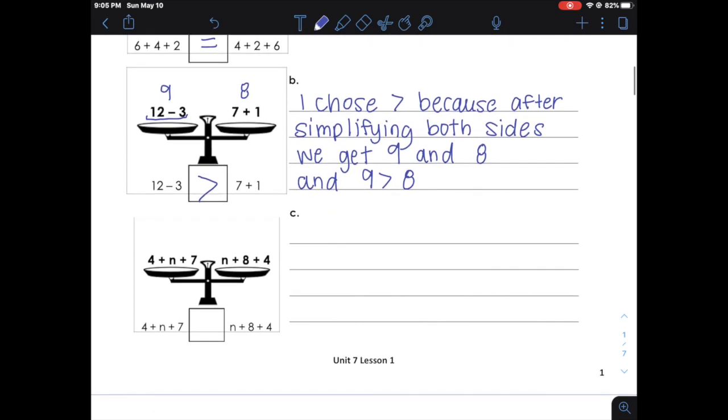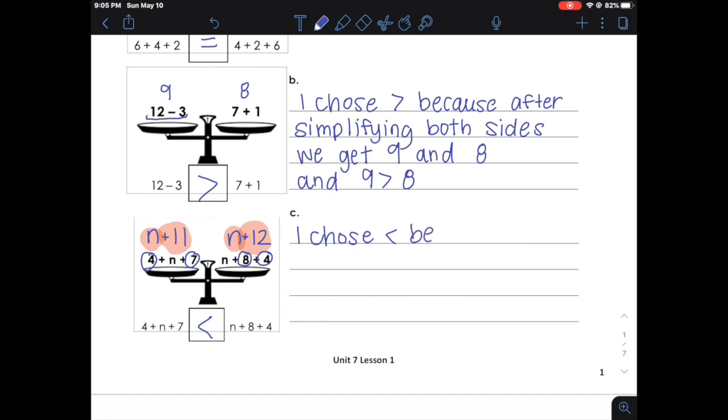All right, last example for your think about it. We have 4 plus n plus 7 on the left and n plus 8 plus 4 on the right. Let's go ahead and simplify it. We have some like terms, these constants, we can add them together. So we have n plus 7 plus 4 is 11. Okay, and then we have constants again that we can add, positive 4 and positive 8, that gives us 12. So the right side is n plus 12. So if we look at both sides, the n is the same. So we need to compare the constants. We have positive 11 and positive 12. We know that positive 12 is larger than positive 11, so we have to choose the less than symbol.